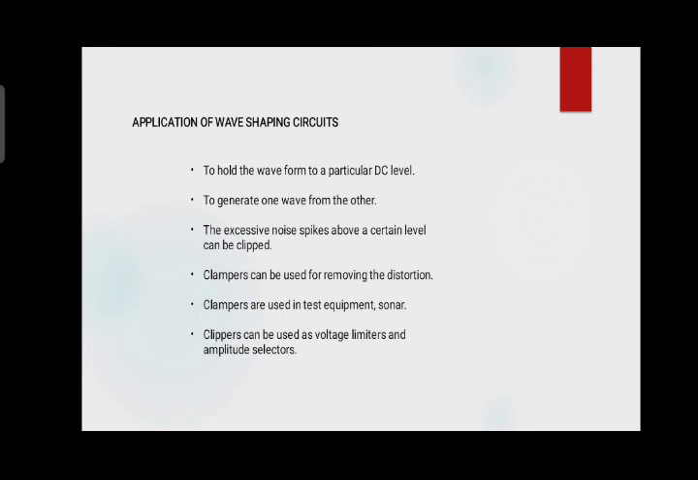Here are the applications of wave shaping circuits. Wave shaping circuits are used to hold the waveform to a particular DC level and to generate one wave from the other. The excessive noise spikes above a certain level can be clipped by the wave shaping circuits. Clampers can be used for removing distortion. Clampers are used in testing equipment like sonar. Clippers can be used as voltage limiters and amplitude selectors.